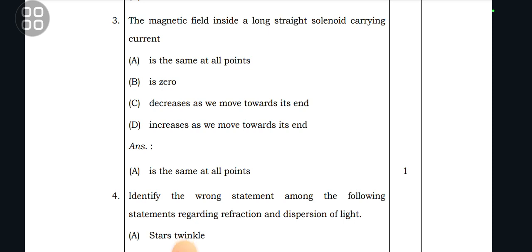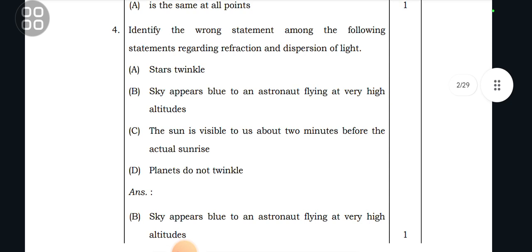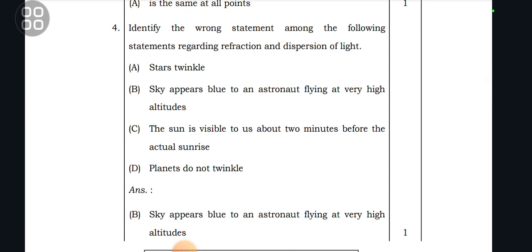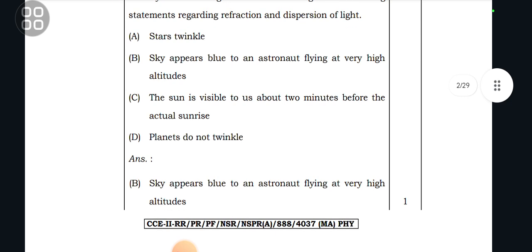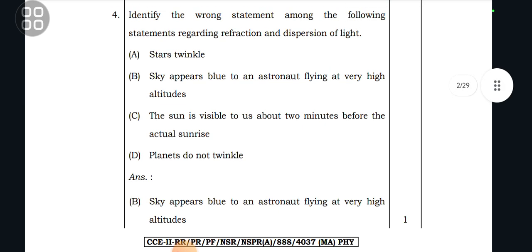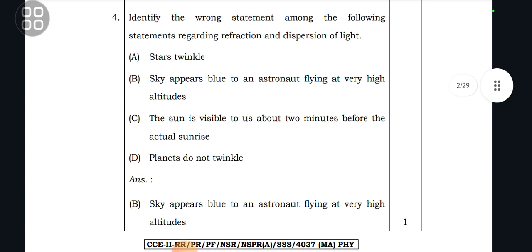Coming to the fourth question, identify the wrong statement among the following statements regarding refraction and dispersion of light. Here option number B is correct. Sky appears blue to an astronaut flying at very high altitudes. When an astronaut flies at very high altitudes, it appears as blue in color, and this is a statement which is correct.